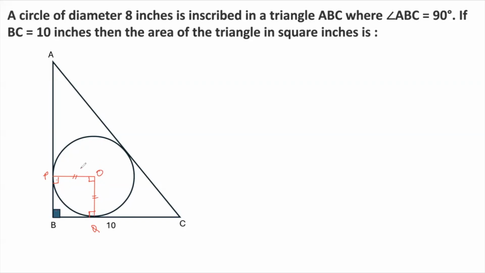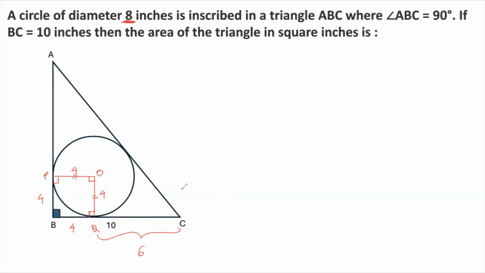For this square, the side is nothing but the radius of the circle. The diameter of the circle is 8. So the radius should be exactly half of that, which is 4. So OP and OQ are both equal to 4. Naturally, PB and BQ are also equal to 4 each. Now, BC, the entire length, is given as 10 inches. From that, if I remove BQ, that is 4, I would get the length of QC as 10 minus 4, which is 6 inches, right?